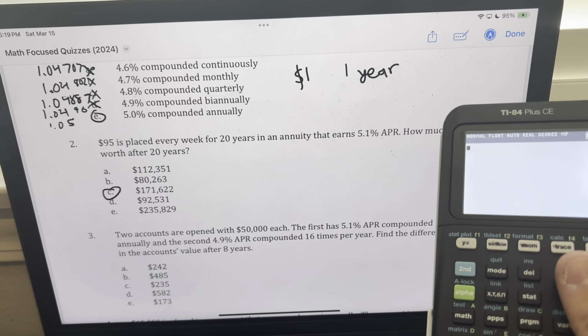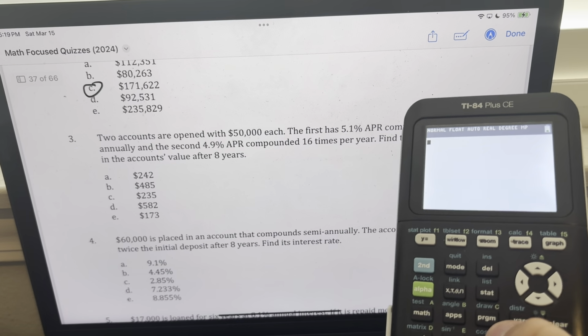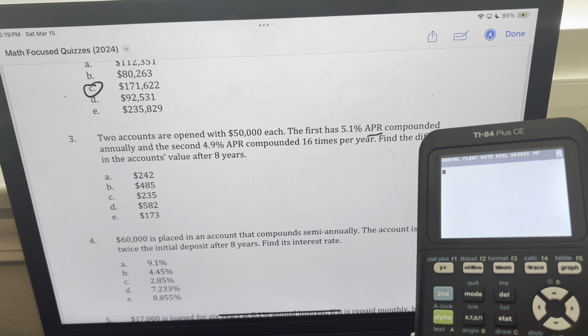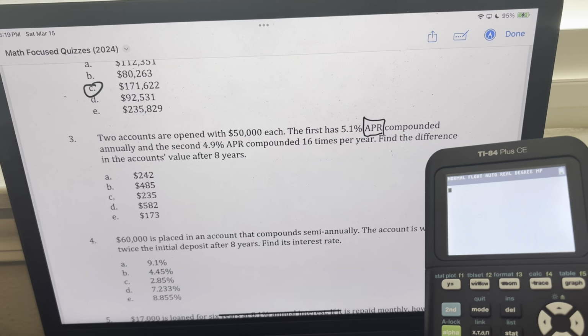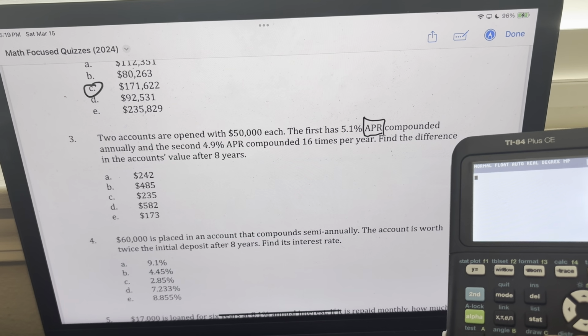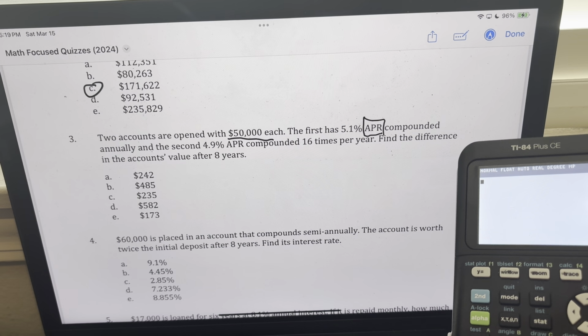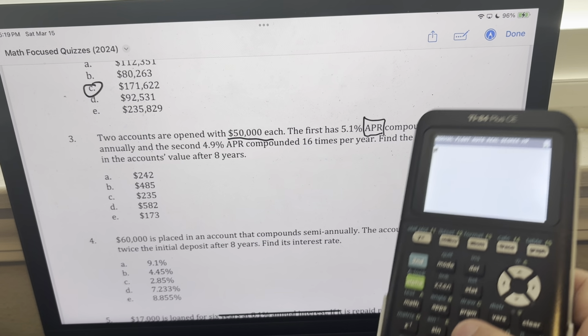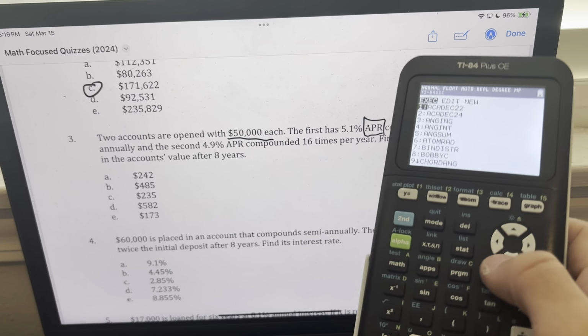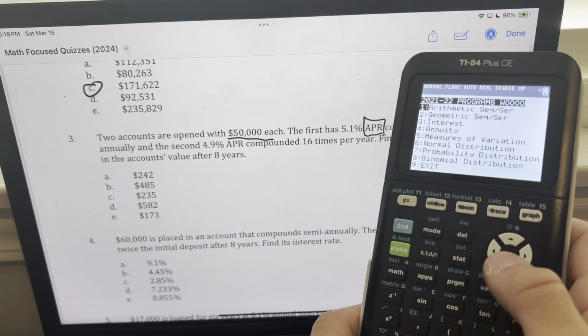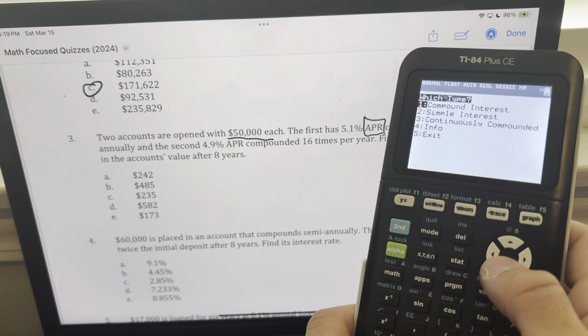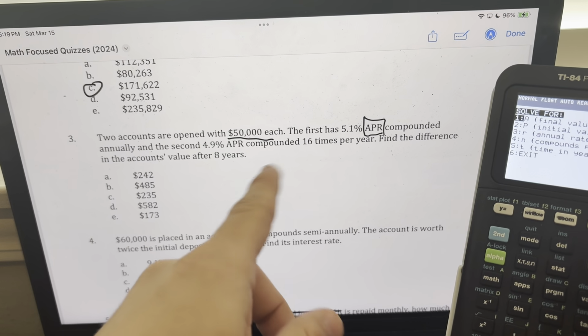And then let's go to the next question. So this says APR here. Don't let this get you tripped up. This is still compound interest because it's an initial amount and you aren't putting in new money every single time. So we're just going to go to AcaDec 22. We go to interest, compound, and then we're going to find the difference between these two.